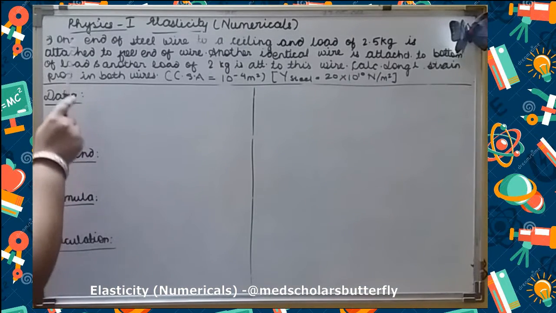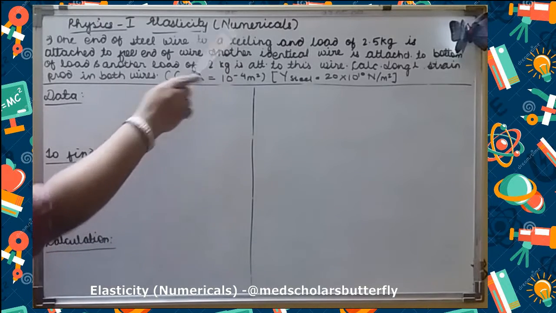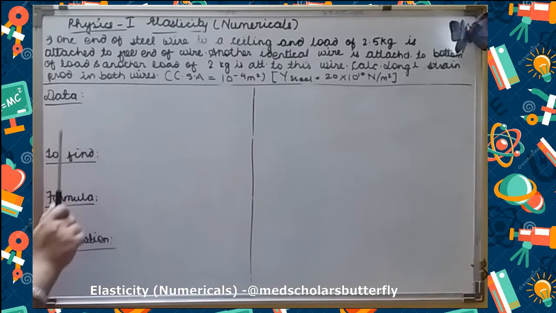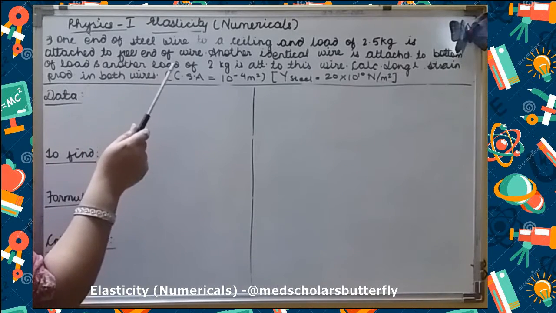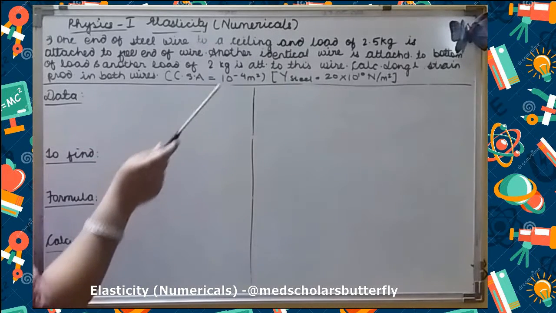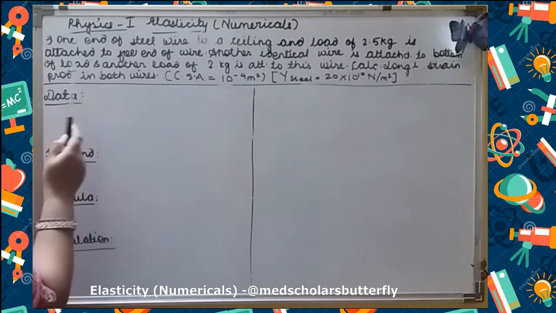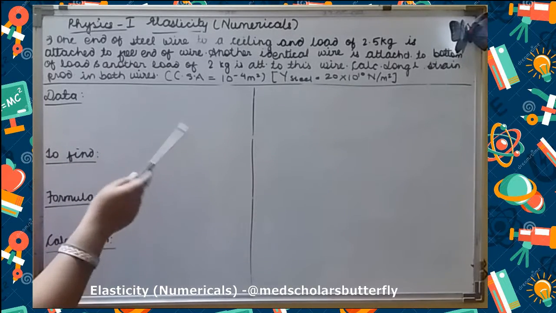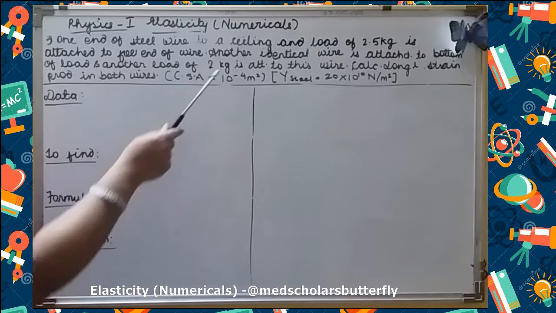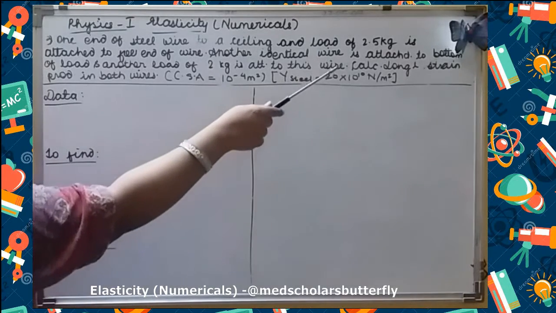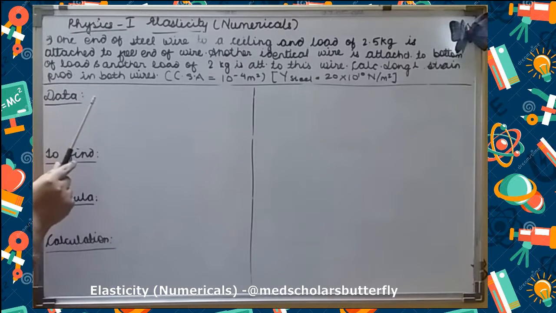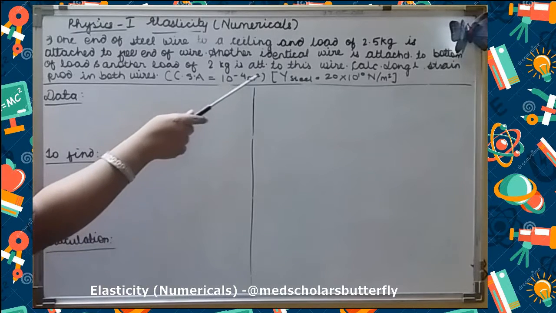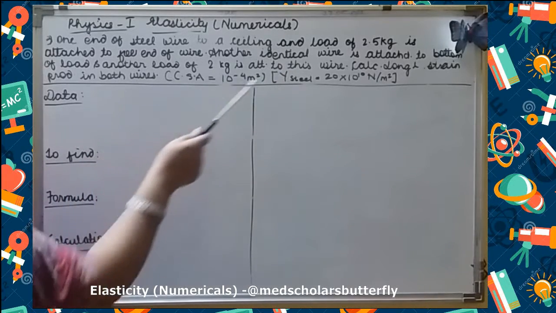Here the question is, one end of a steel wire is attached to a ceiling and a load of 2.5 kg is attached to the free end of this wire. Okay, there is a wire on which this much weight is attached. Another identical wire is attached to the bottom of the load. That means at the bottom of the same wire, there is another load of 2 kg attached to this wire. Calculate longitudinal strain produced in both the wires, where cross-sectional area is given 10 raised to minus 4 meter square. Young's modulus of steel is given.